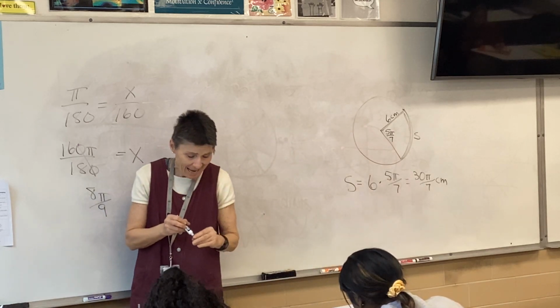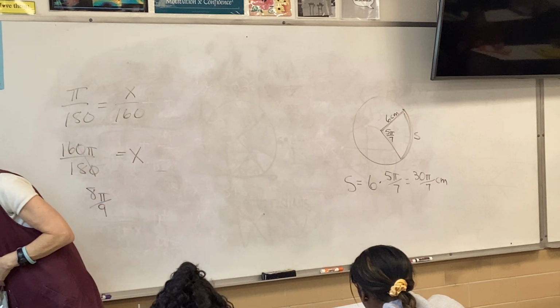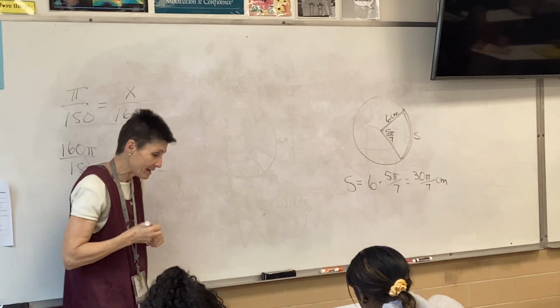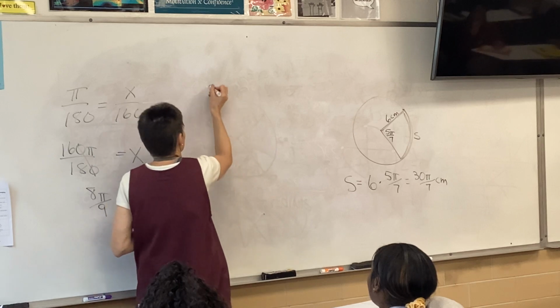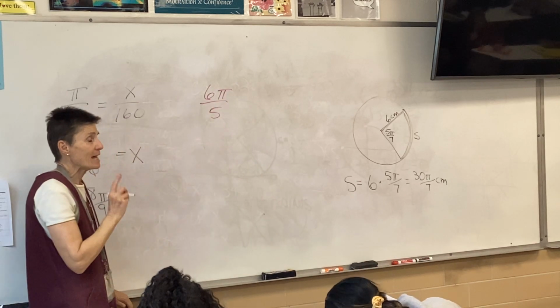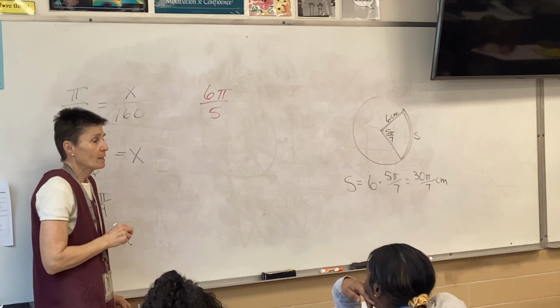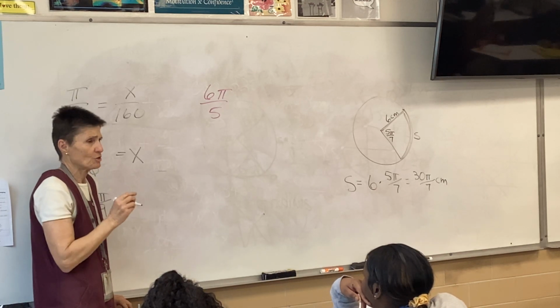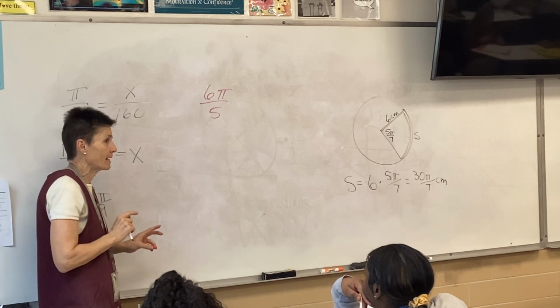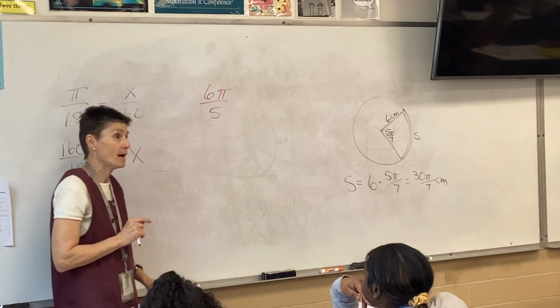Perfect. Find a negative coterminal angle for 6 pi over 5. So 6 pi over 5, I'm going to find a negative coterminal angle. How do we find, just in general, coterminal angles? Don't you subtract the rotation? You add or subtract a revolution, right?